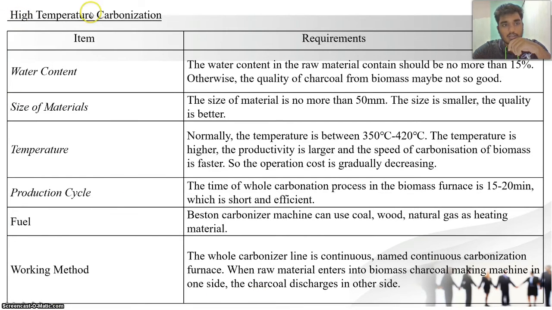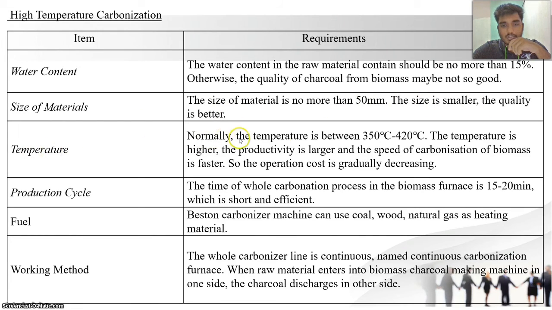Next, we're going to see the high temperature carbonization process. For the item is water content. The requirement is the water content in the raw material should be no more than 50%, otherwise the quality of charcoal from biomass may not be so good. Second is size of materials. The size of material is no more than 50 millimeter. The smaller the size, the better the quality.